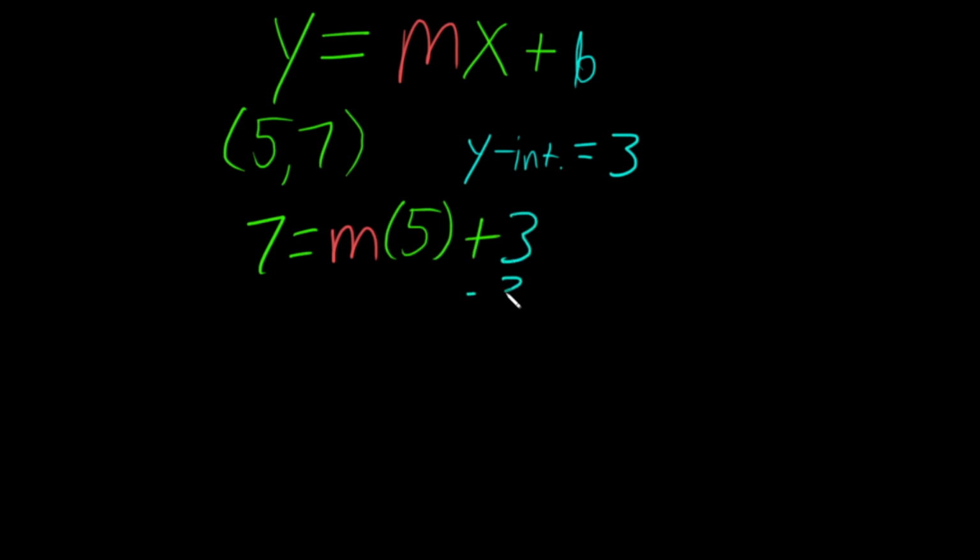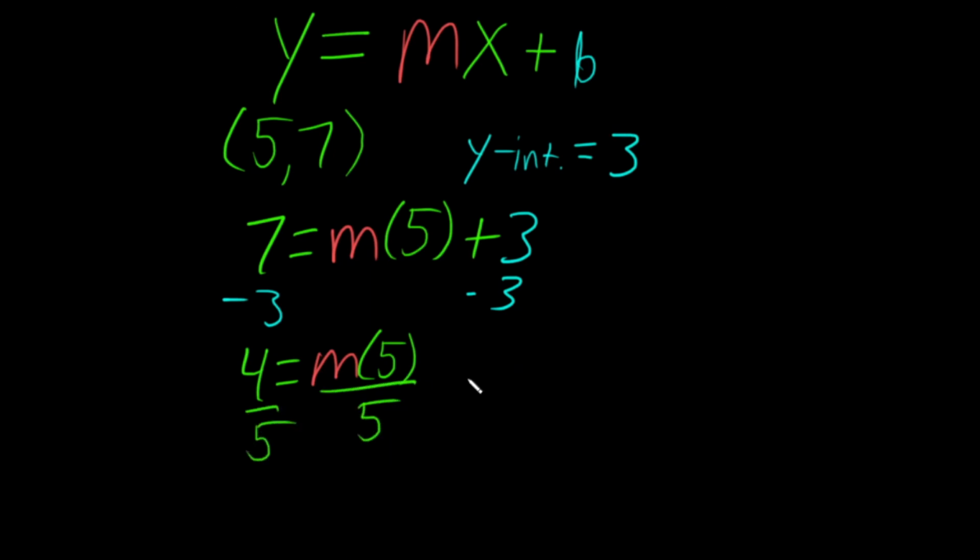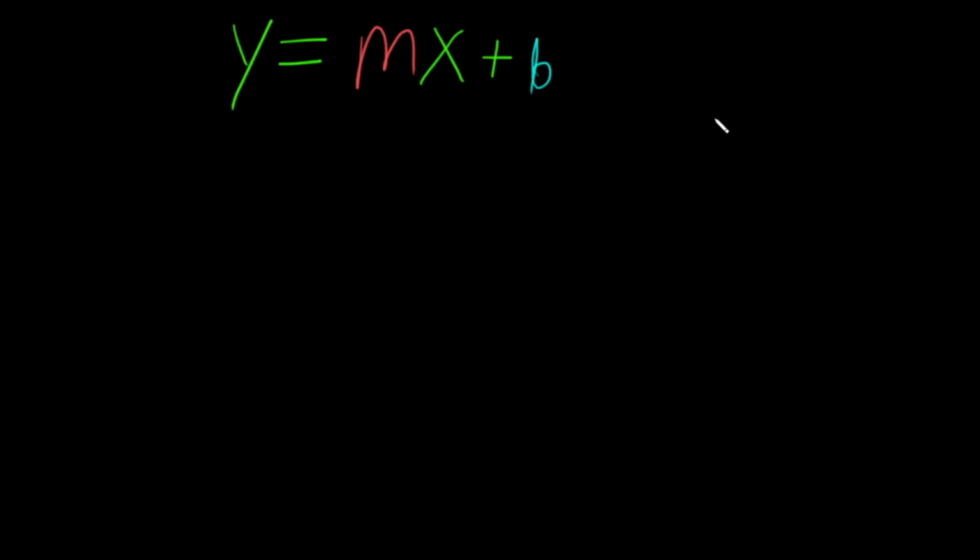First, we'll need to subtract 3 from both sides. We get 4 is equal to the slope m times 5. Now we just need to divide 5 from both sides. And finally, we get that m is equal to 4/5. Once more, we'll rewrite the equation with x and y as variables. So we have y is equal to the slope, which we found to be 4/5, times x, plus our y-intercept, 3. Let's do one more example.